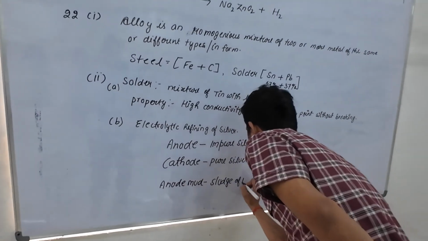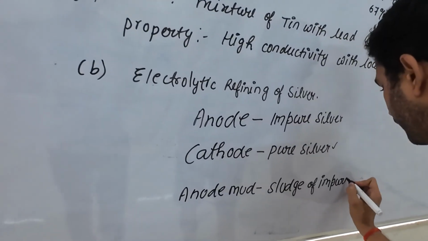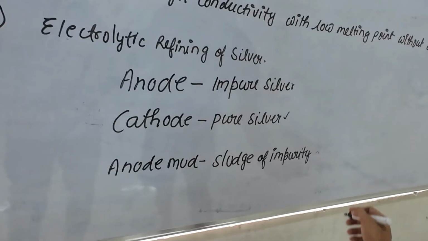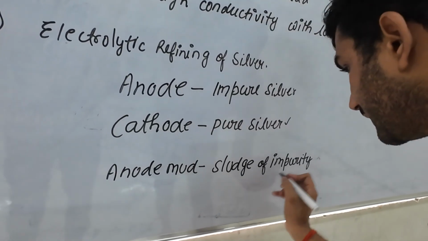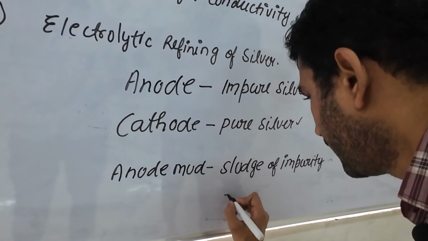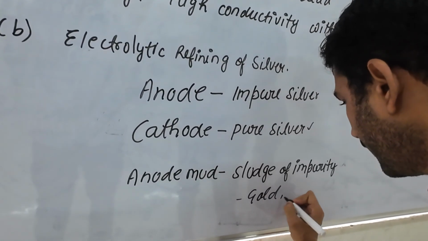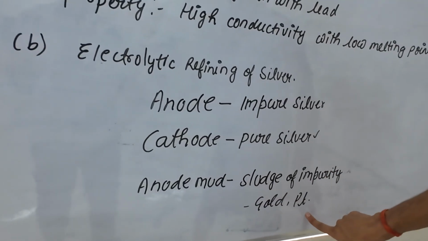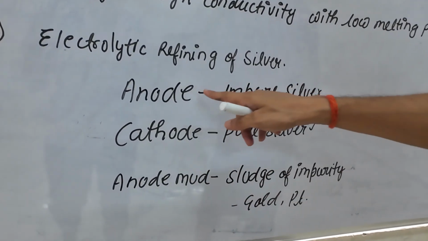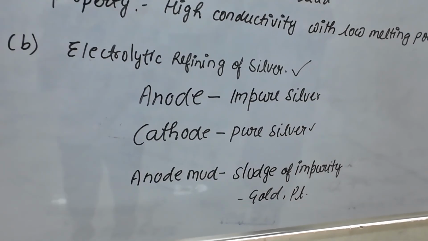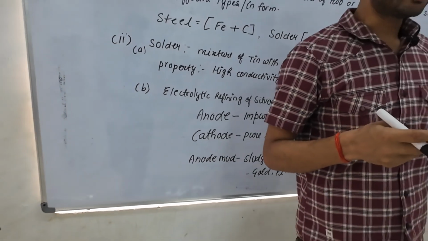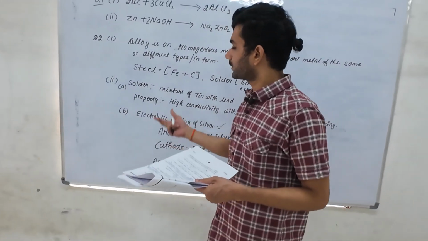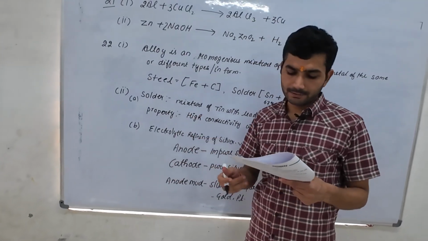A sludge of impurities which is of no use. It settles down in the form of anode mud, as a waste product. But this waste product contains basically gold and platinum. Understood? So anode mud consists of gold and platinum when we are doing the electrolytic refining of silver. So this is the 22nd question. Why is it called anode mud? Because it deposits below the respective anode.